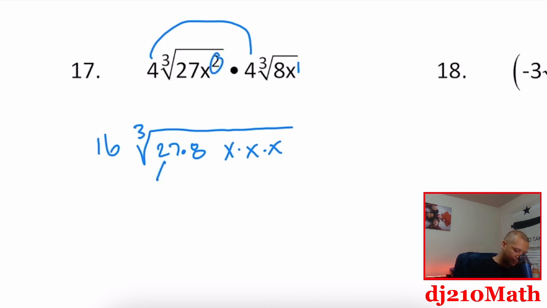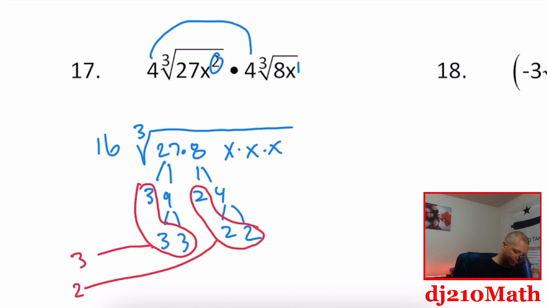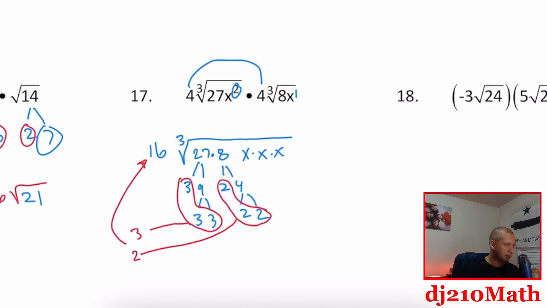Okay, 27 is 3 times 9. 9 is 3 times 3. 8 is 2 times 4. 4 is 2 times 2. So circling the triples, there's 1 and there's 2. So a 3 is going to come out and a 2 is going to come out. And both of these get multiplied against the 16. So 2 times 3 is 6.